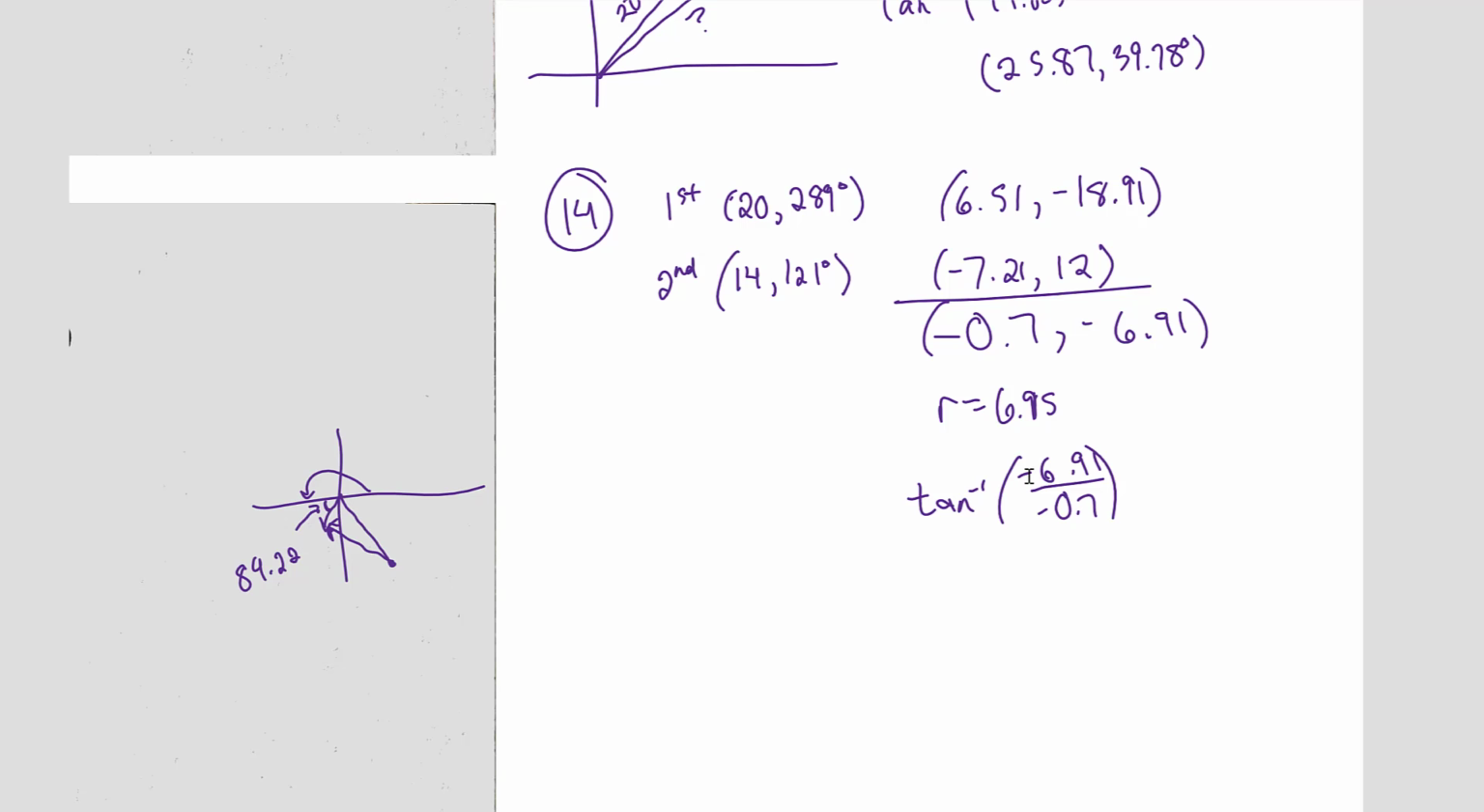So if your angle is in the first or fourth quadrant, it gives you the right answer. It'll either give you a positive angle or a negative angle. But if your answer is supposed to be in the second or third, it'll give you the answer as though it was in the first or fourth quadrant. And so you have to add or subtract from 180. So this ends up being 264.22.